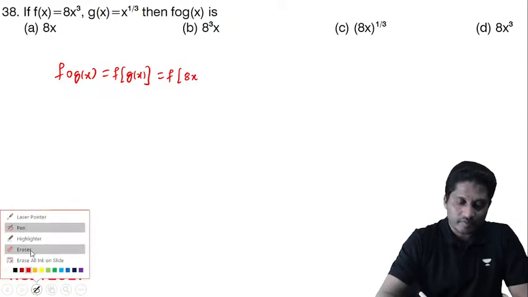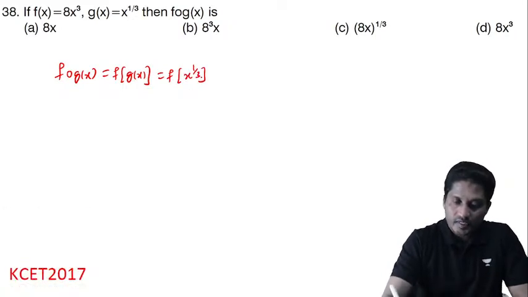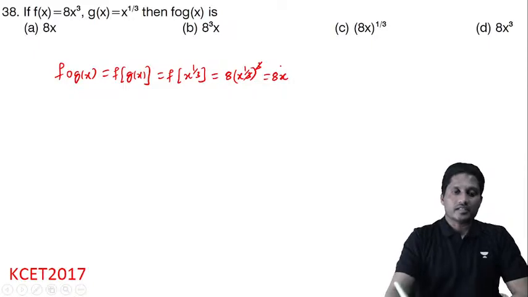x to the power of 1 by 3. f of x is 8x cube, right? So 8 into x to the power of 1 by 3 the whole cube. The 3 and 3 cancel, and you will get 8x. So f circle g of x is equal to 8x. The answer is option A.